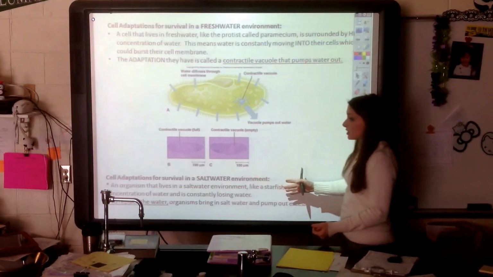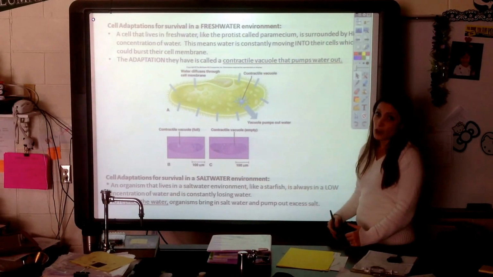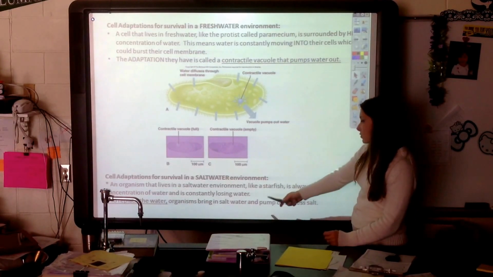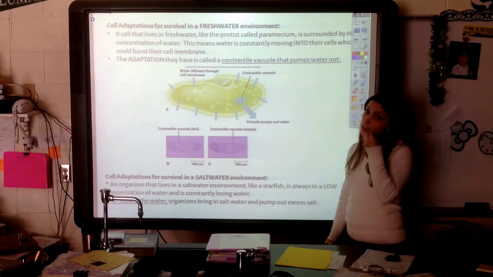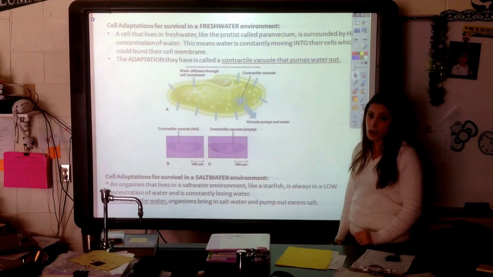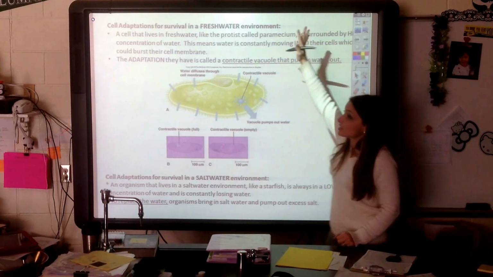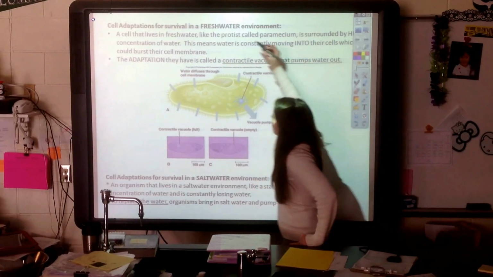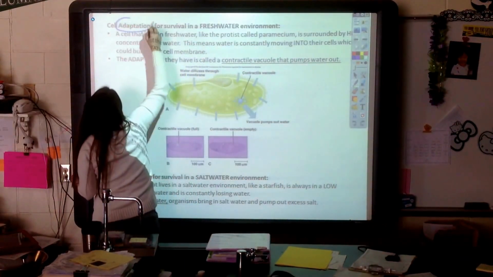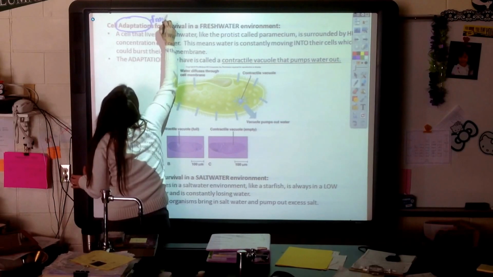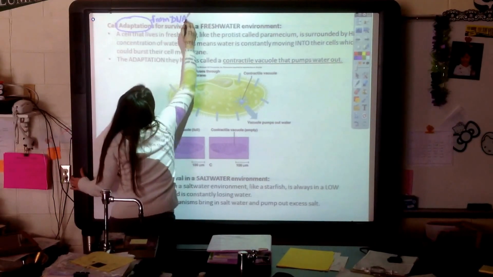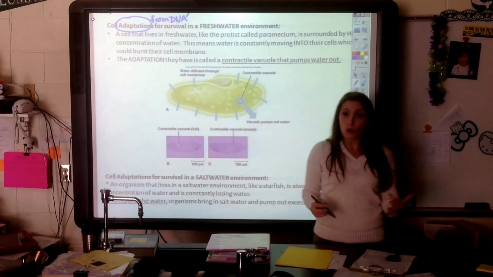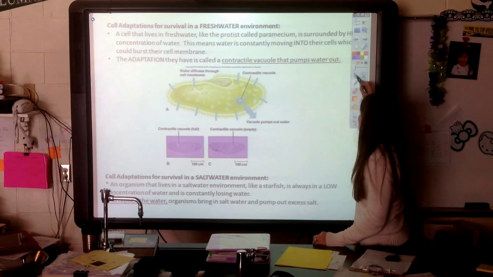There are other adaptations if you live in a saltwater environment. If you live in salt water, you're constantly losing water. And so these organisms will drink in the salt water, but then they'll pump the salt out. But this doesn't mean that I can take a freshwater fish and put them in salt water, because we want to know that adaptations are from your DNA. And you can't change your DNA. So these are ways that organisms can control their cell reactions.